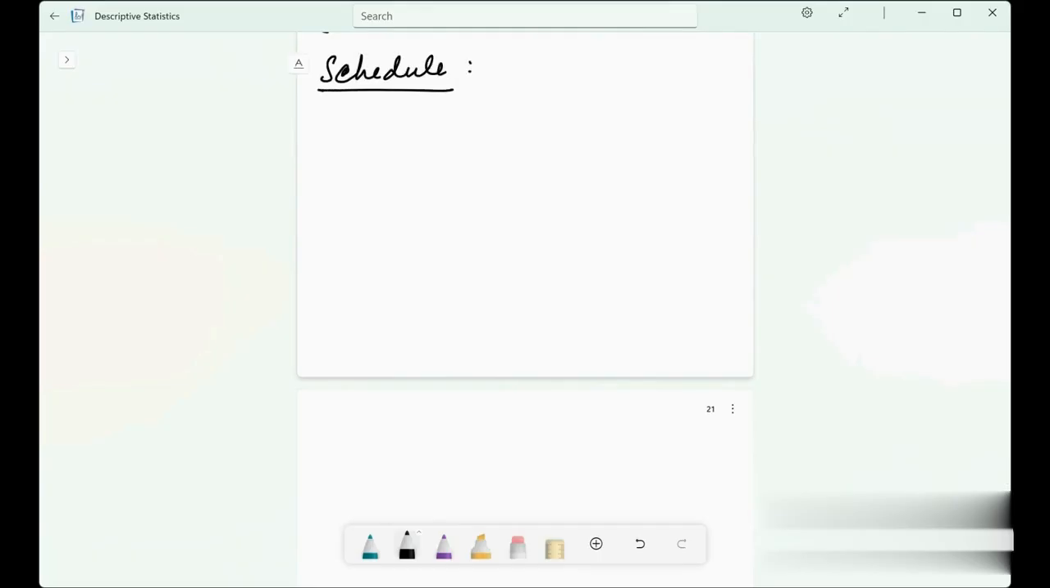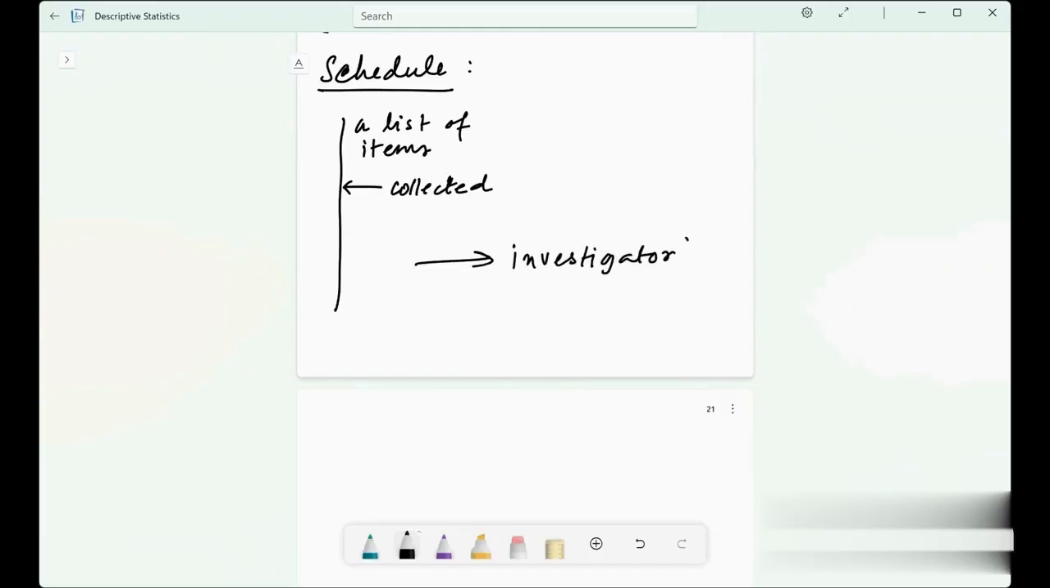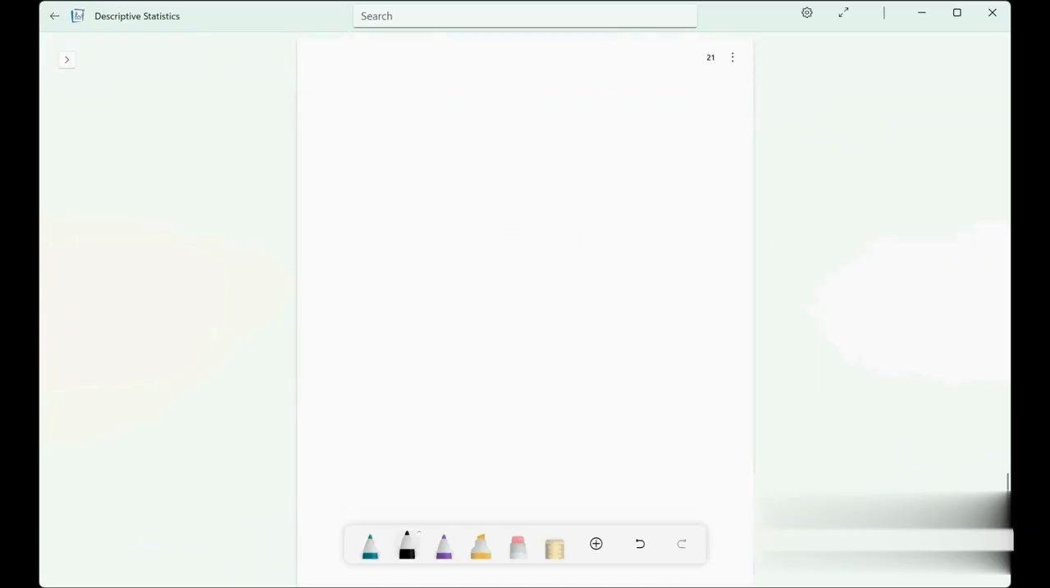What is schedule? In a schedule, one finds a list of items on which information will be collected. The exact form of the question to be put to the informant is not given, and the task of questioning and explaining the desired information is left to the investigator. Did we talk about investigator in the questionnaire method? No, right? But in schedule, we have investigator. We will understand the difference in this topic, right?